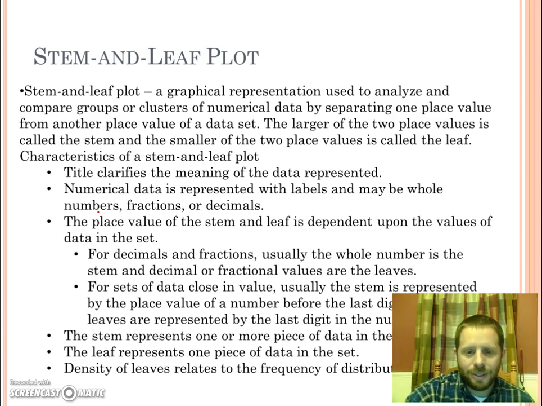Okay, so some characteristics of a Stem-Leaf Plot. Again, you create a title that clarifies what the data represents. Numerical data is represented with labels and may be whole numbers, fractions, or decimals. The place value of the stem and the leaf is dependent upon the values of the data in the set. So for decimals and fractions, usually your whole number is your stem, and the decimal or the fraction part represents your leaf. If it's for sets of data that are close in value, usually the stem is represented by the place value of a number before the last digit, and the leaves are represented by the last digit in the number. The stem represents one or more pieces of data in the set, and the leaf represents one piece of data in the set.